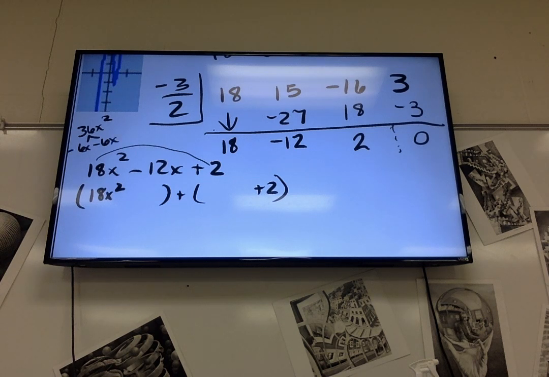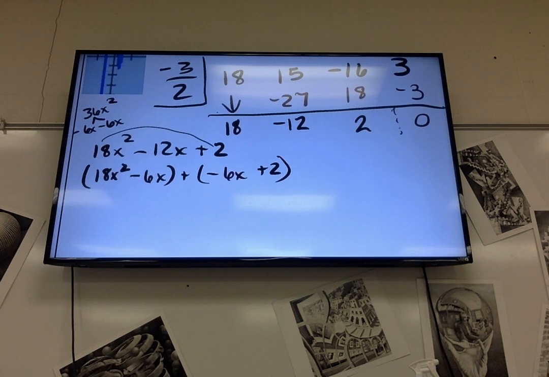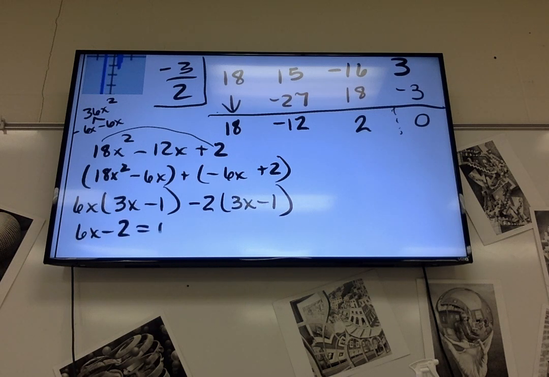Would we not take out 2? Oh, yeah, we could have done that first. That would make my life so much easier. Doggone it. Yeah, you could have. You should have. I didn't. So minus 6x, but if you did, you'll end up with the same answers. An easier way to get them. Factor out of 6x, you get 3x minus 1. And here I factor out a negative 2, also be a 3x minus 1. So 6x minus 2, oops, and 3x minus 1.